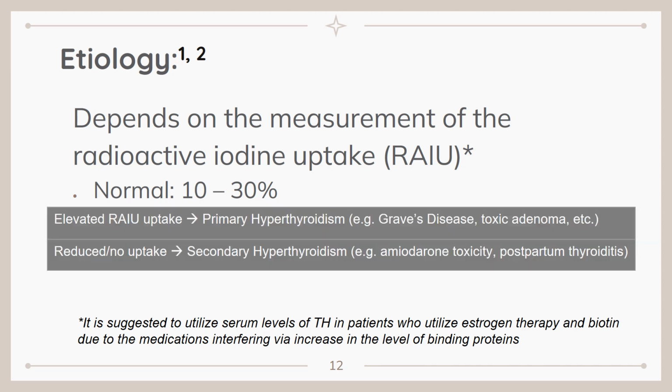So with elevated uptake, that would be primary hyperthyroidism. An example of the cause of that would be Graves' disease or toxic adenoma. On the other hand, the opposite, where there's a reduced uptake or no uptake, would be secondary hyperthyroidism due to amiodarone toxicity, another medication toxicity, or postpartum thyroiditis.